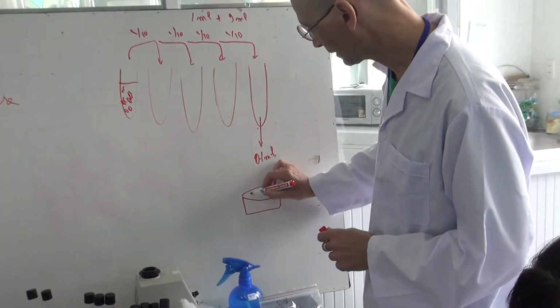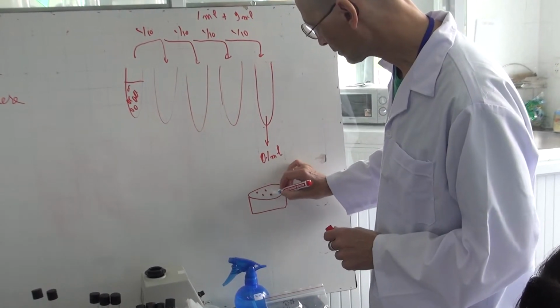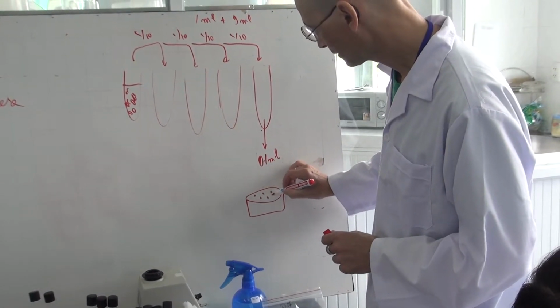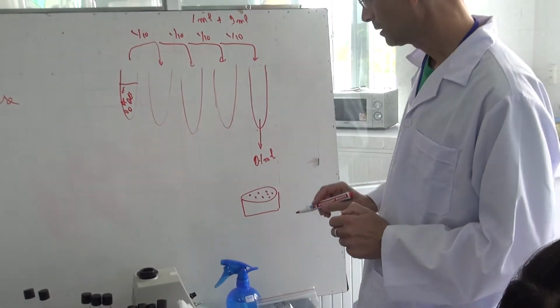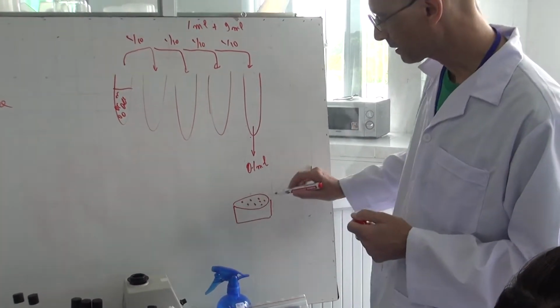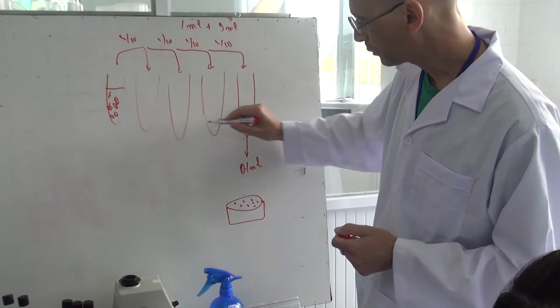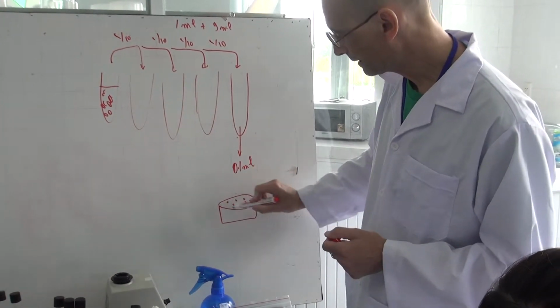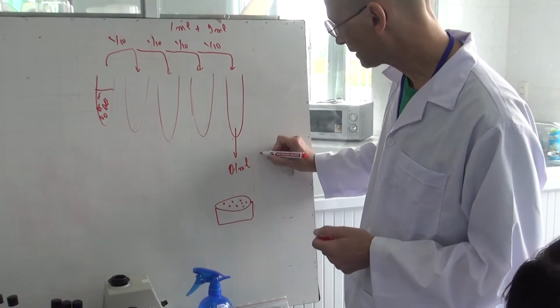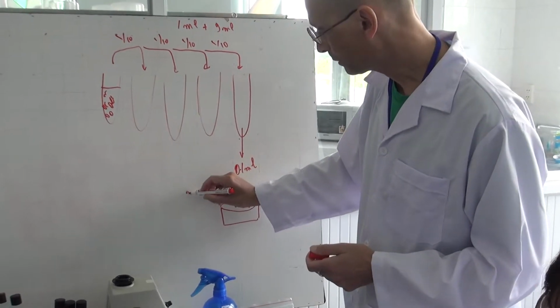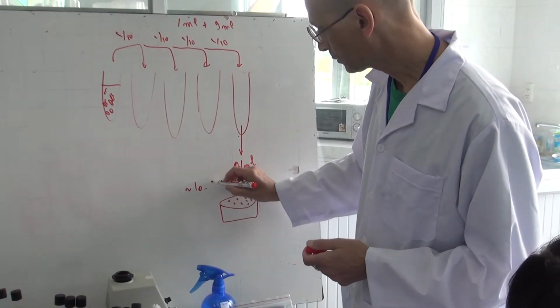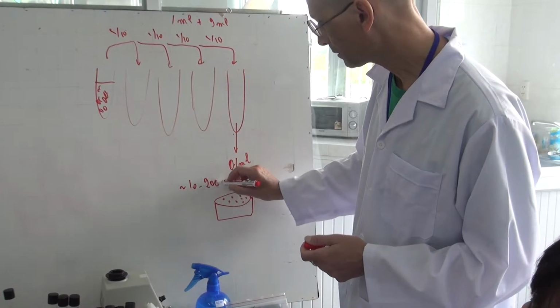And on the plate we have colonies growing. Okay? Now, we will count the colonies on the dilution where we will see, mostly, between about 10 to 200 colonies.